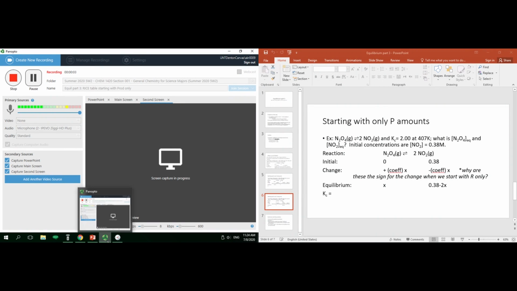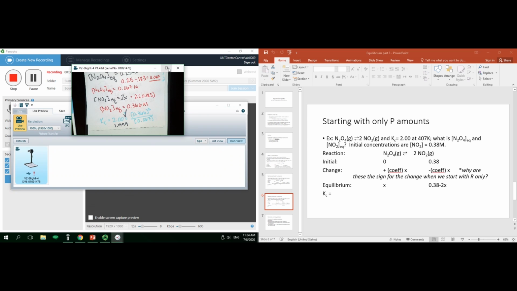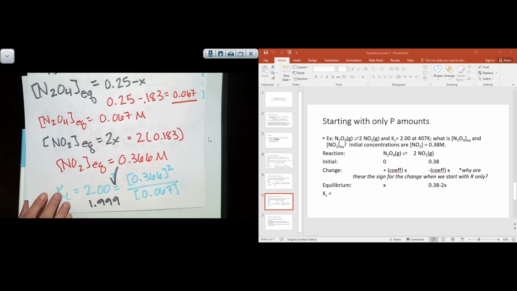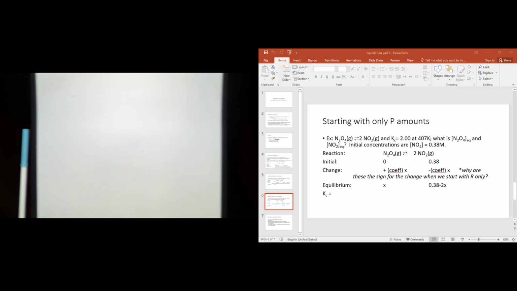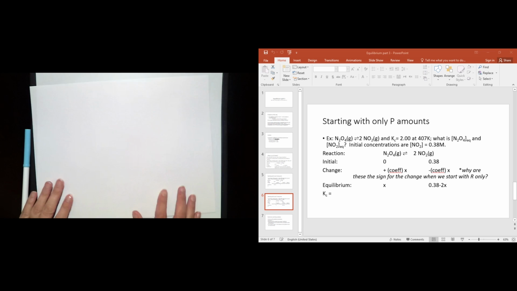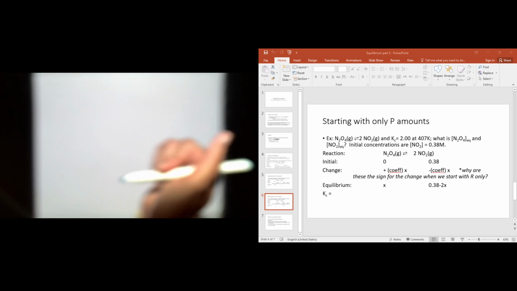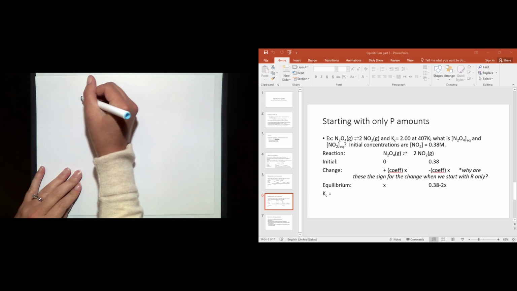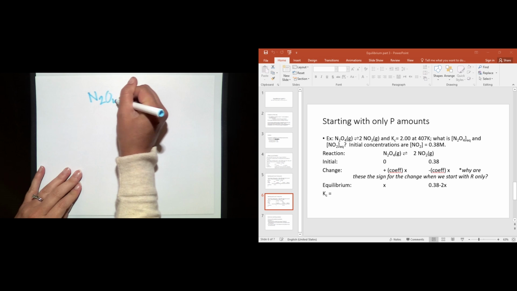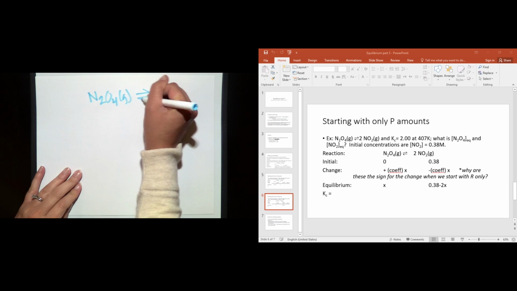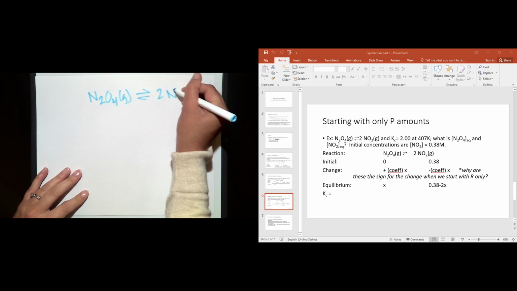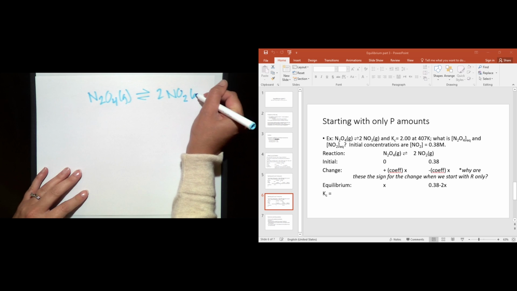Okay, this is our third video in Equilibrium Part 3. Oh, sorry, that was from our last video, which was starting with reactant only. So I'm going to work through an example where we're starting with only product amounts. So the same reaction, a similar problem, and you'll see pretty quickly what's different. So if you're still uncomfortable with rice tables, I would go back to the first one. This one I'm going to work a little bit more quickly.